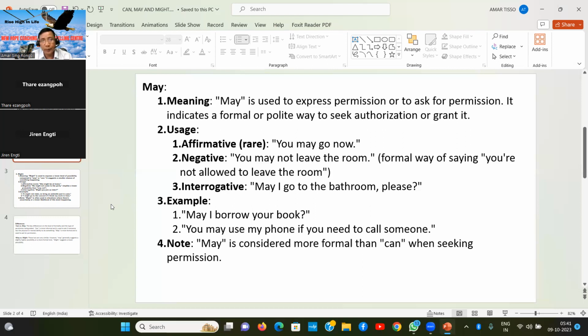You may not leave the room. Formal way of saying you are not allowed to leave the room. Or directly, you cannot leave the room. You may not leave the room is a formal and polite way of telling others you are not allowed to leave the room. Okay.